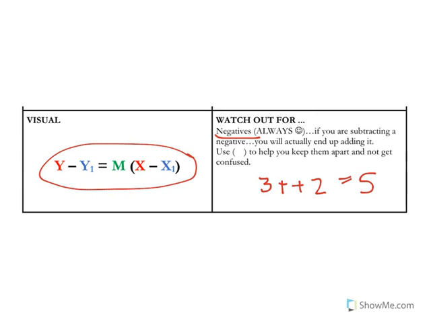You will actually add it. So if you use parentheses, it does help you not to make as many errors. And we used that when we were finding the slope earlier as well.